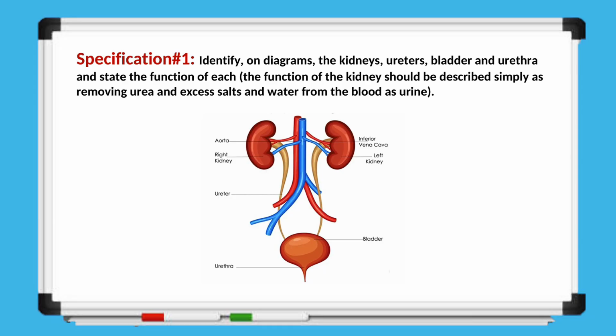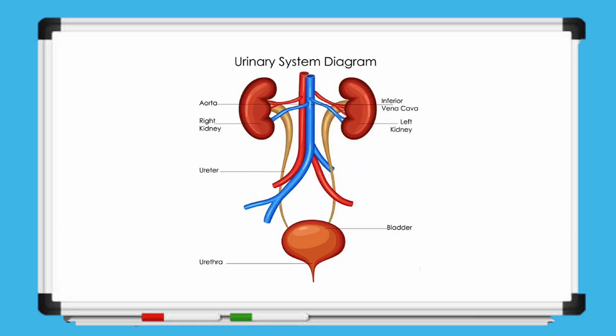So, first we have Specification 1, which asks us to identify the kidneys, ureters, bladder, and urethra on diagrams, and state the function of each. The function of the kidney should be described simply as removing urea and excess salts and water from the blood to form urine. So here, we will simply focus on identifying these parts on the diagram and understanding the basic role each one plays.